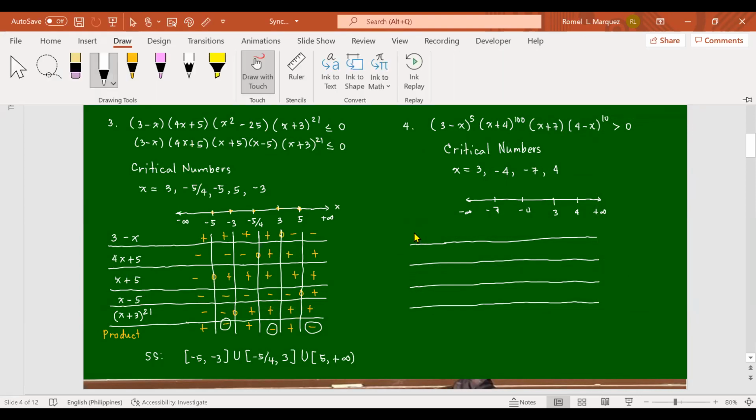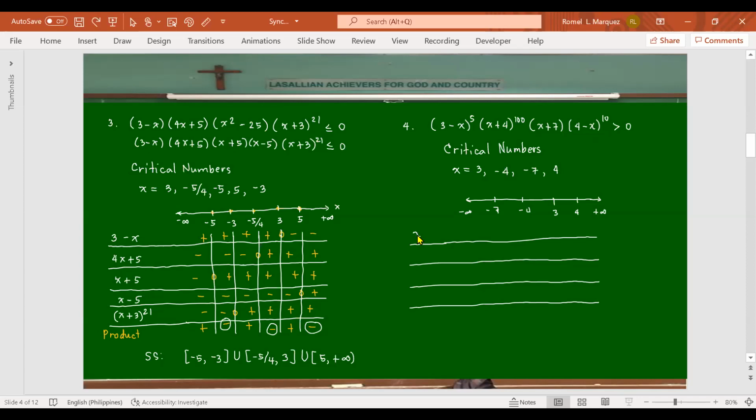So we have x, 3 minus x raised to 5, x plus 4 raised to 100. The x plus 4 raised to 100 is like x plus 4 raised to 2. You do not have to worry about that. It's like raised to 2. 4 minus x raised to 10 is just like raised to 2 also. Okay, guys?